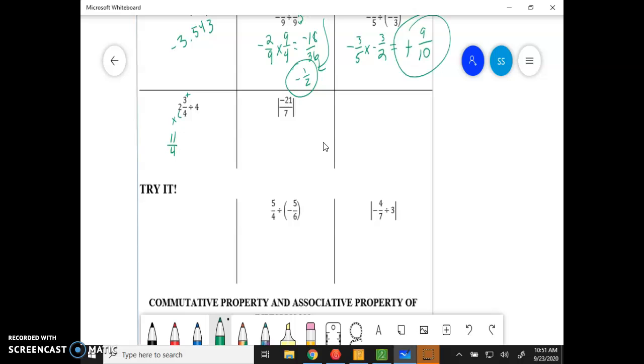And then again, we're going to keep it, switch it. So this is just 4, but really 4 can be written as 4 over 1. So if we flip it, it's 1/4. And now we can multiply straight across. We get 11 times 1, which is 11, and 4 times 4, which is 16.